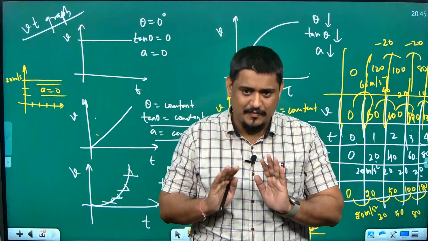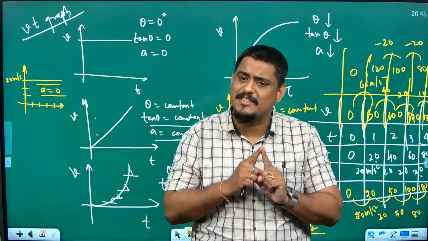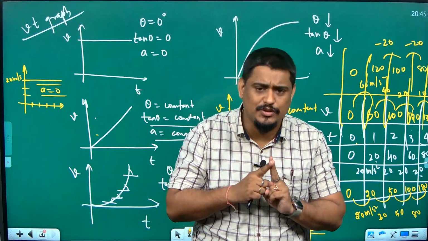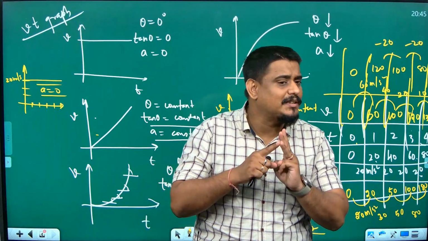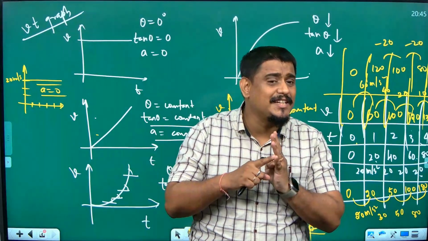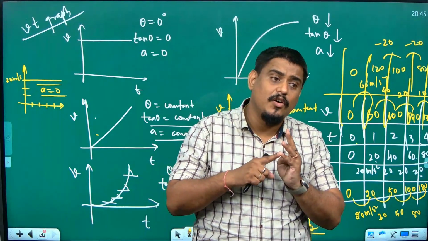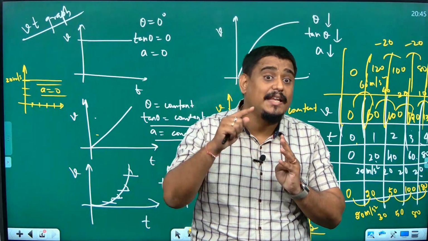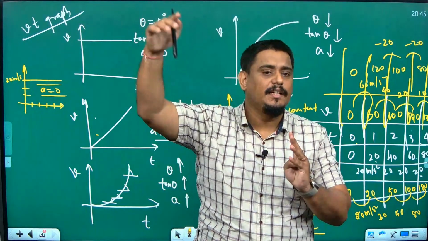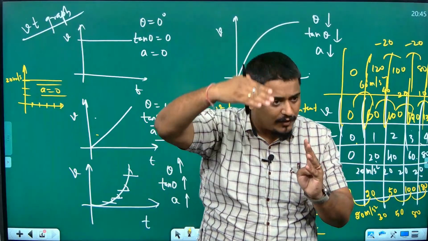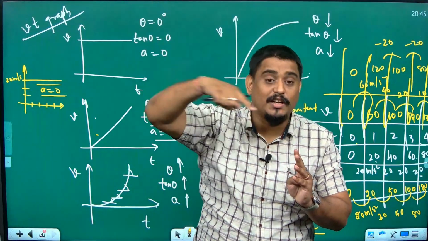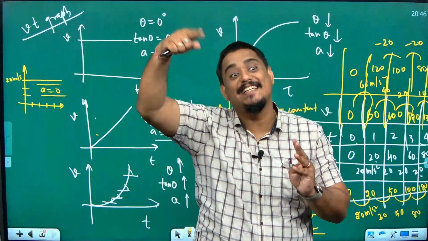Listen. Once again I am saying, positive acceleration means velocity must increase. Negative acceleration means velocity must reduce. Zero acceleration means velocity will remain constant. Increasing acceleration means velocity may increase or decrease at an increasing rate. That is, if velocity is increasing, it will become 40, it will become 100, it will become 200. So that is the rate at which the velocity is increasing.